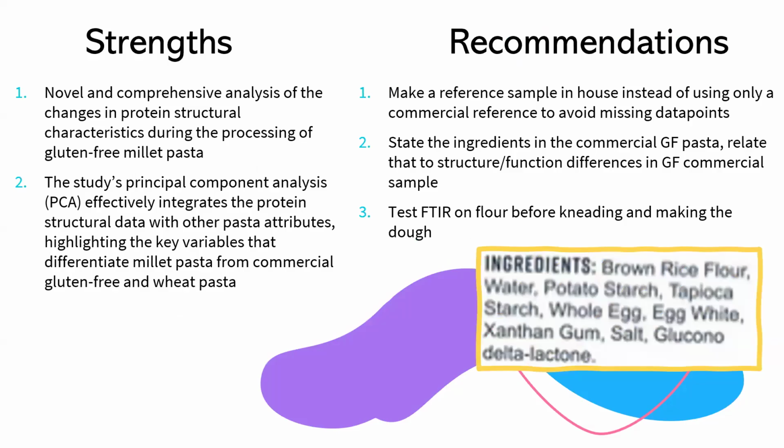For the strengths and kind of weaknesses of this paper, I thought this was kind of a novel piece, making pasta out of millet and then comparing what the protein looks like in the secondary structure as well as some of the functionality. So I thought that was really cool. And then the second thing that I think they did really well was the PCA. They really did go into a lot of depth with the different correlations. I didn't touch too much on it, but they did a good job with that.